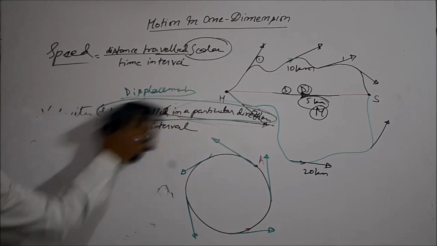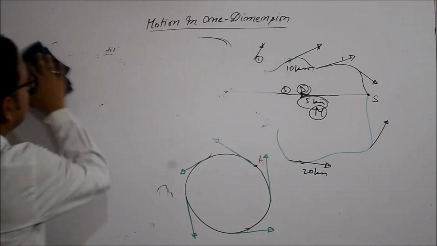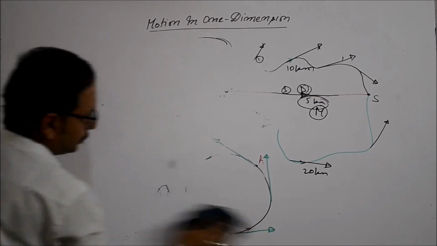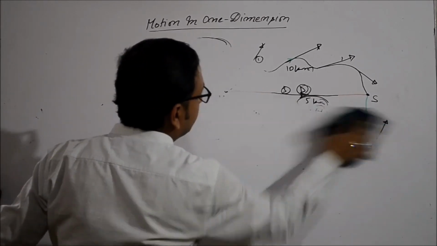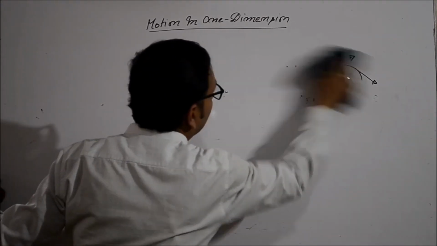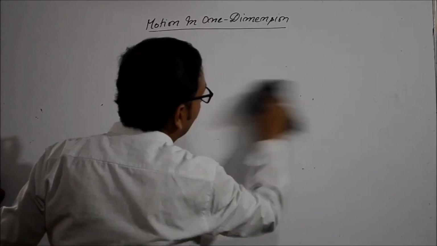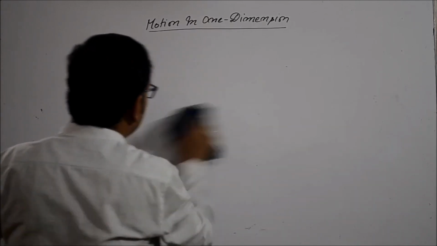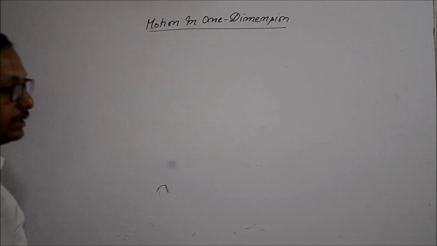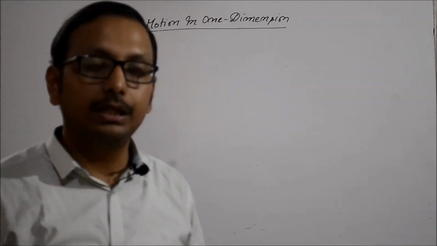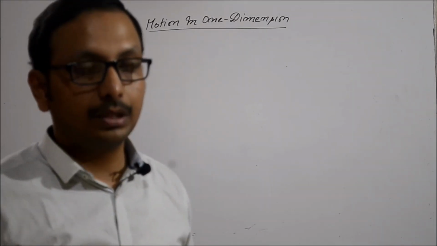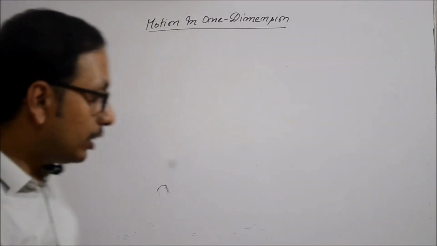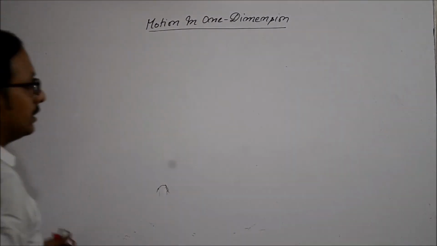Now we have learnt about speed, velocity, distance. Let us now move through some more topics like acceleration. Hope many of you already know what acceleration is. So acceleration is nothing but the change in speed with respect to time. That means a body is moving with, say, constant.